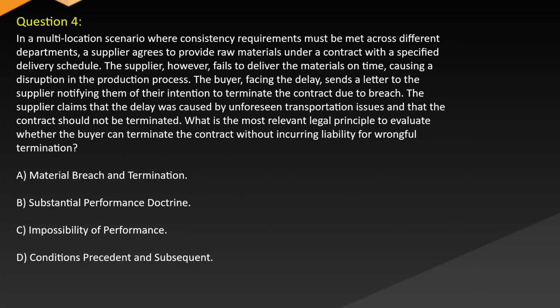Question 4. In a multi-location scenario where consistency requirements must be met across different departments, the supplier agrees to provide raw materials under a contract with a specified delivery schedule. The supplier, however, fails to deliver the materials on time, causing a disruption in the production process. The buyer, facing the delay, sends a letter to the supplier notifying them of their intention to terminate the contract due to breach. The supplier claims that the delay was caused by unforeseen transportation issues and that the contract should not be terminated. What is the most relevant legal principle to evaluate whether the buyer can terminate the contract without incurring liability for wrongful termination?